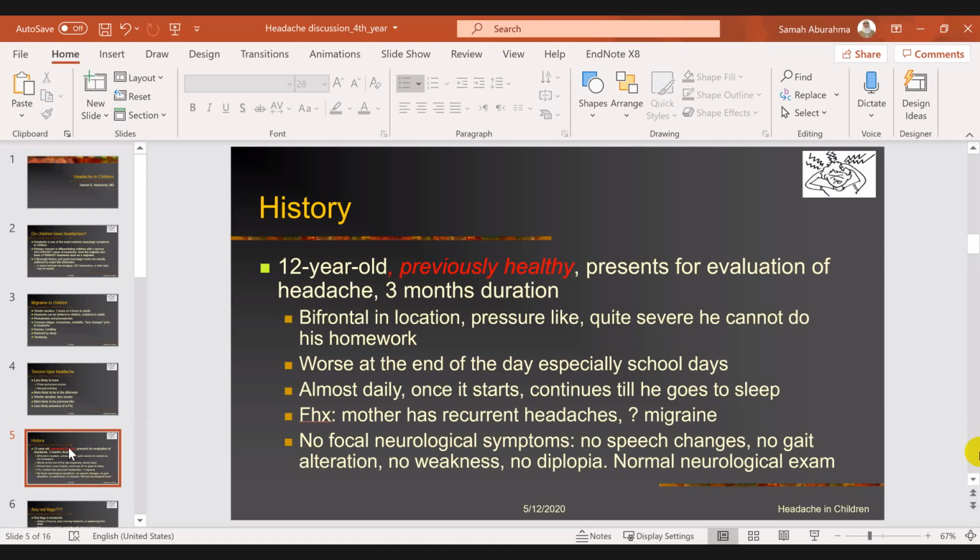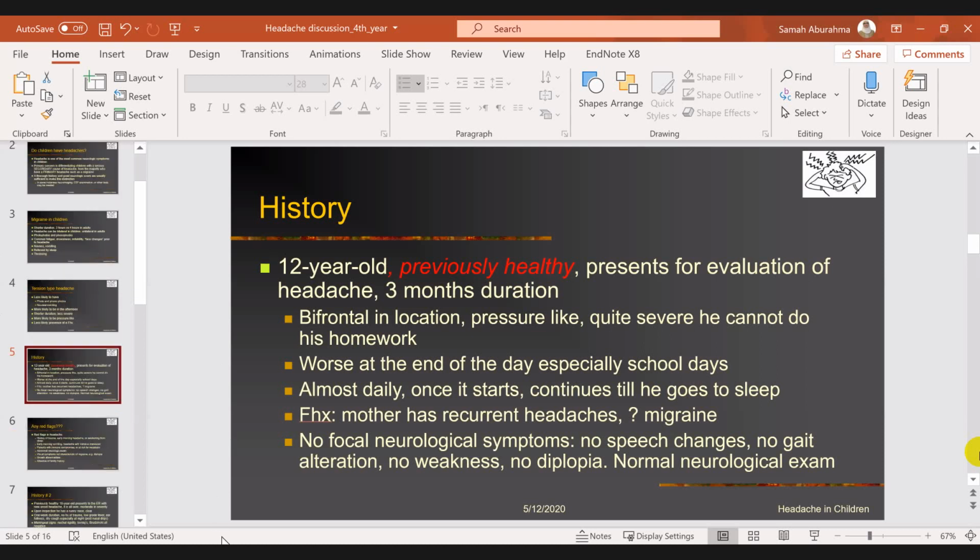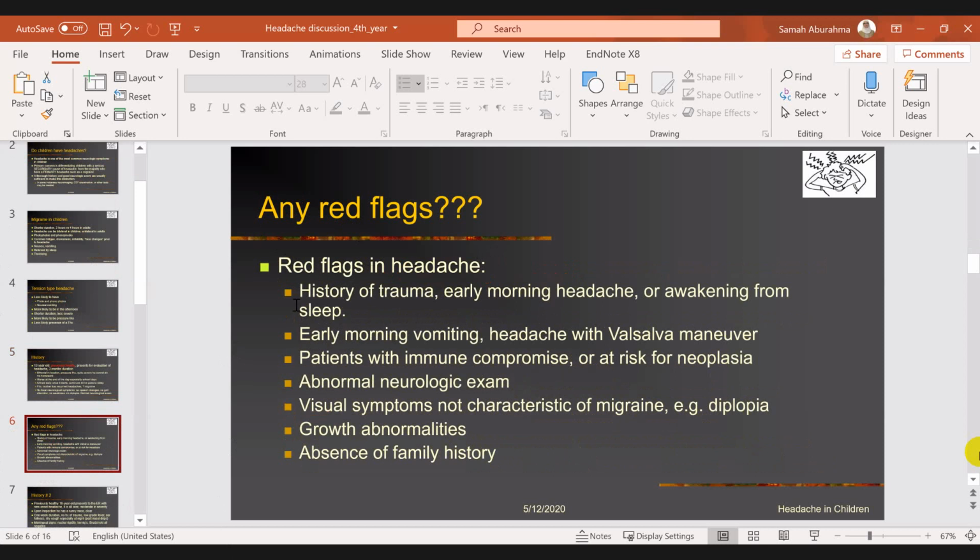So what are the red flags that we should look for in such a patient to make sure that the patient has no serious underlying cause? These are the red flags in headache, okay? A history of trauma. If you have an early morning headache or the patient is awaking from sleep from the headache, this is more serious. If the child has early morning vomiting, or if he has a headache with a Valsalva maneuver, meaning when he strains, when he coughs, when he sneezes, with coughing, with straining in the bathroom, for example, this is a serious complaint because this is indicative of a possible increased intracranial pressure.